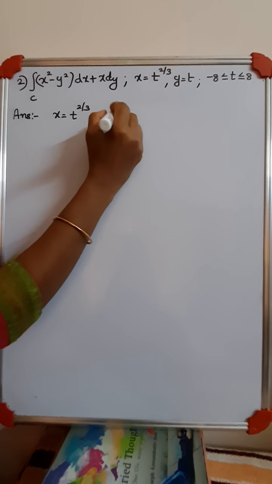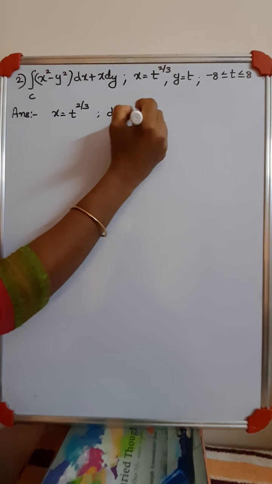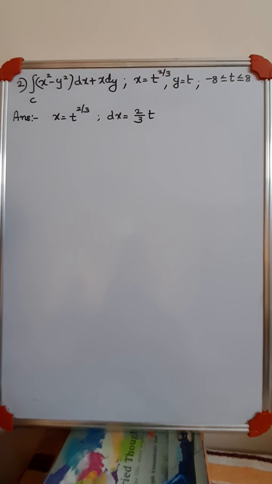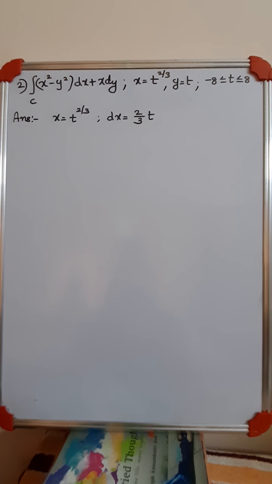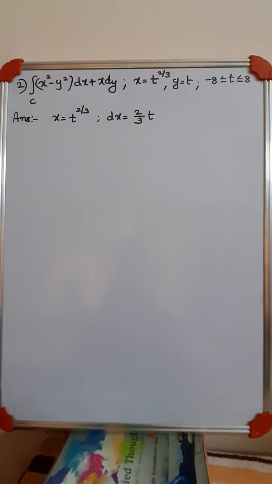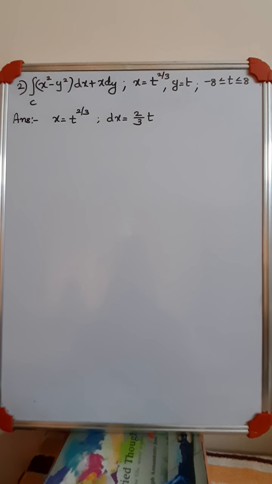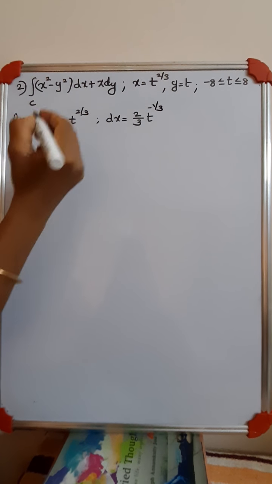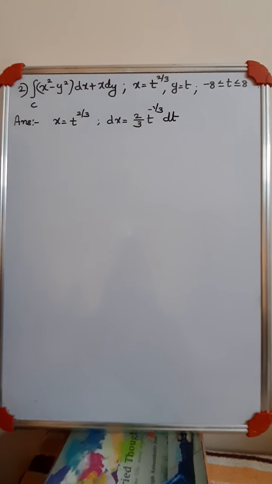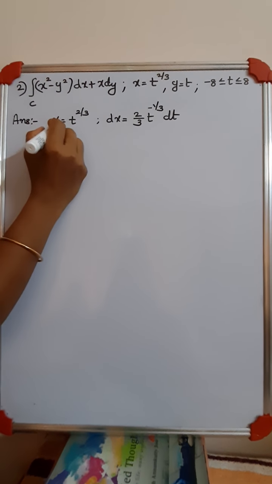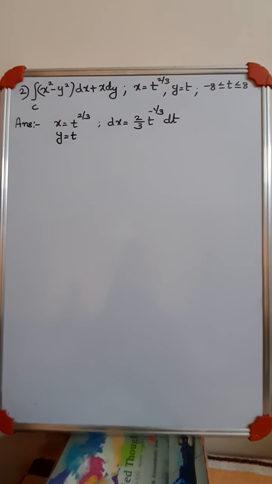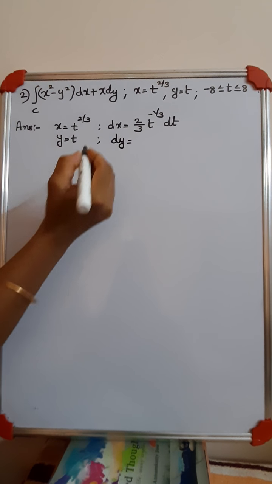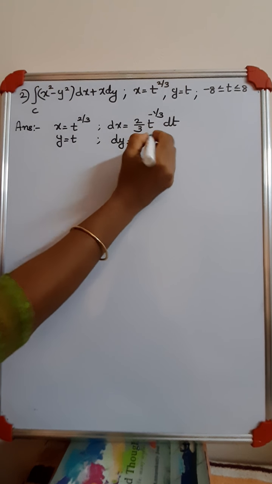So what is dx? Dx equal to derivative of t raised to 2 by 3, that is 2 by 3 into t raised to 2 by 3 minus 1, it is t raised to minus 1 by 3 dt. Then the second function is y equal to t. So what is dy? Dy is equal to derivative of t, which is dt itself.